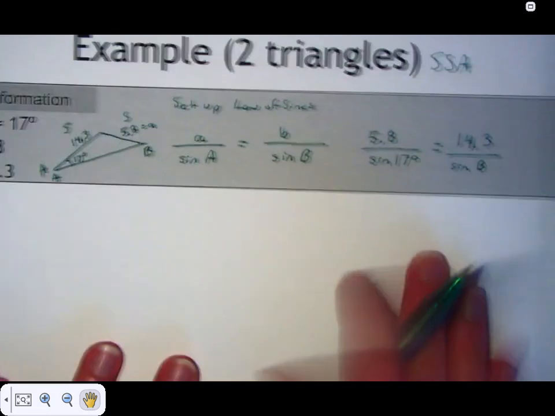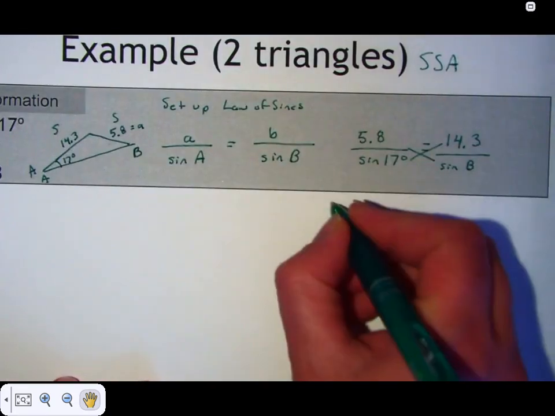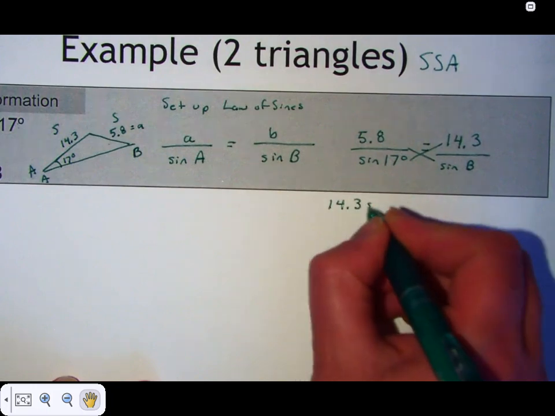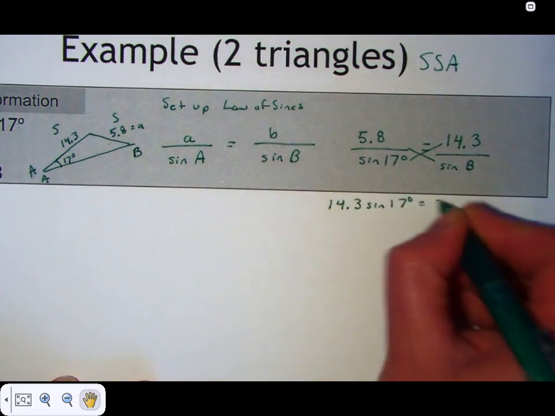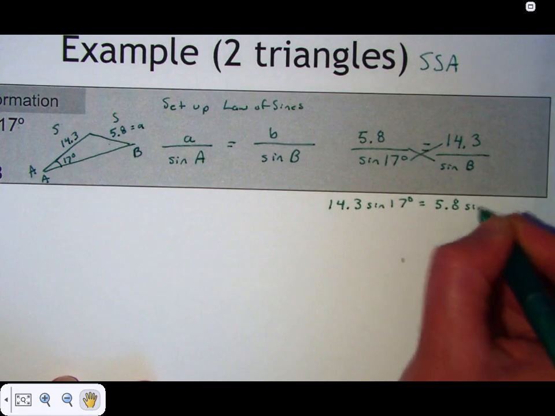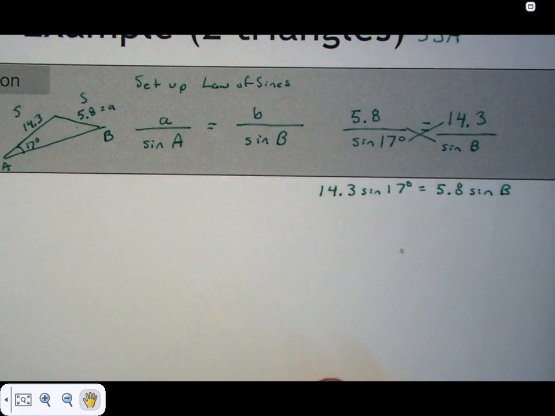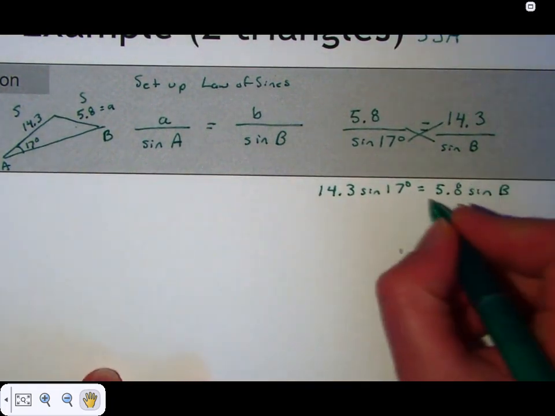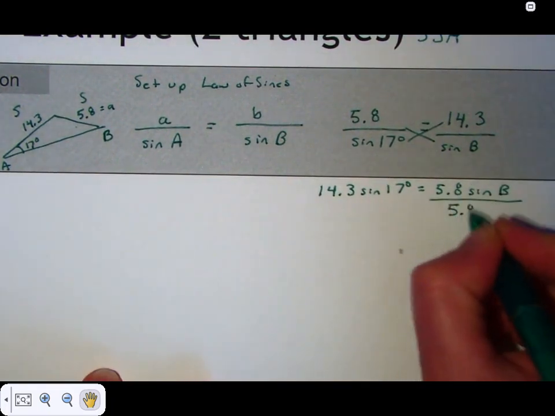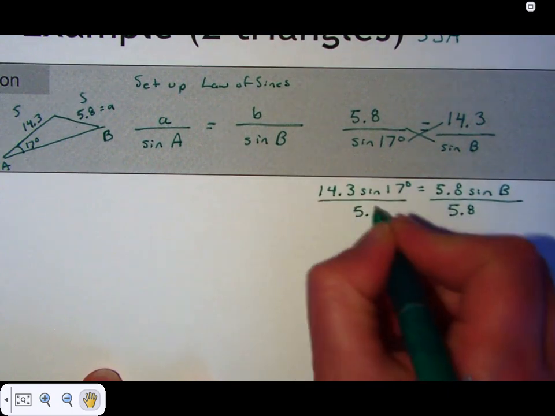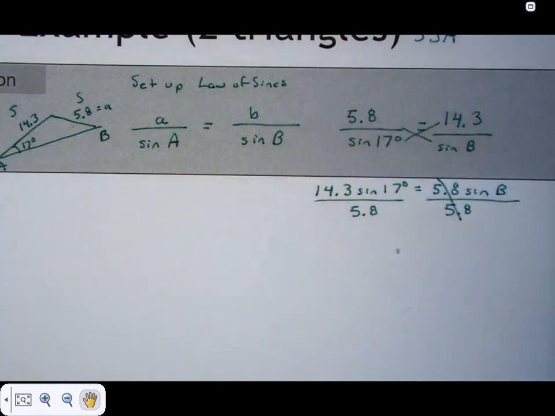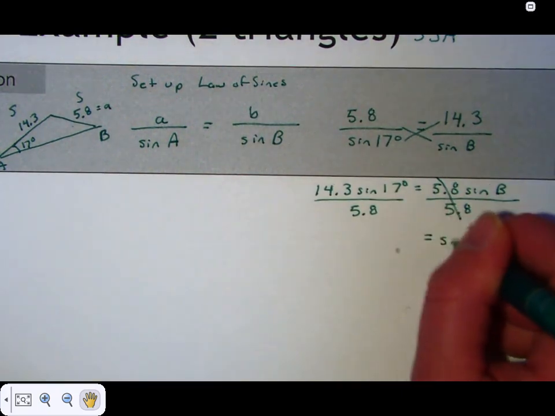Okay, so we're just going to solve this. I'm going to cross multiply again. So I'd have 14.3 sine 17 equals 5.8 sine of B. And so I'm going to divide both sides by 5.8. And when I do that, that tells me what the sine of my angle is, but it doesn't tell me what my angle is. You're going to do inverse sine. All right, so do sine of B.